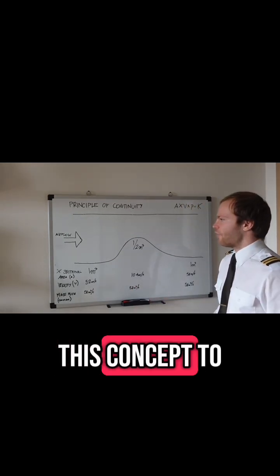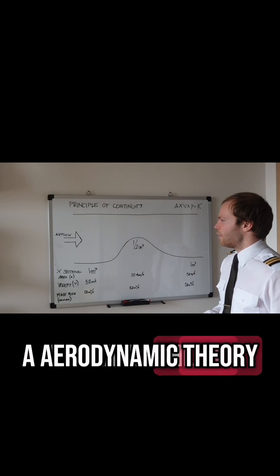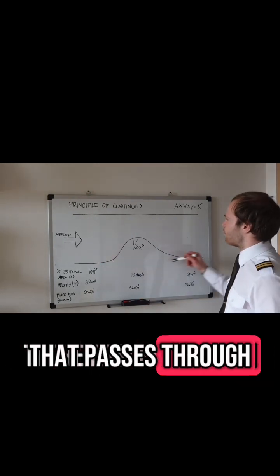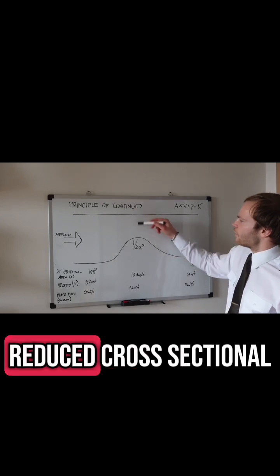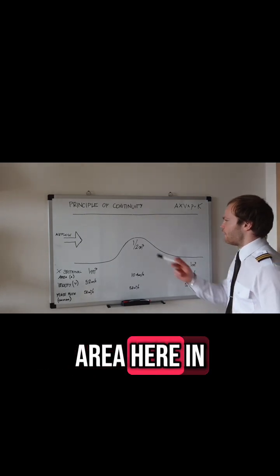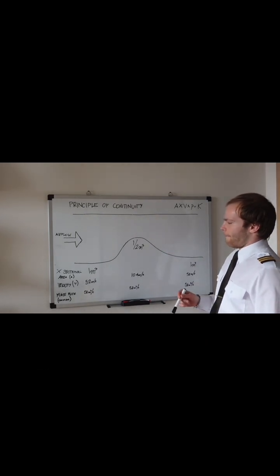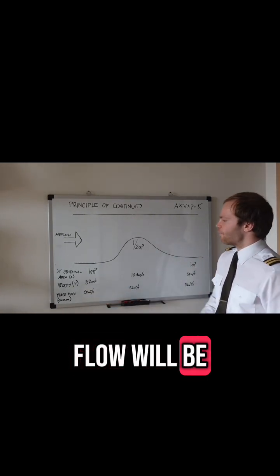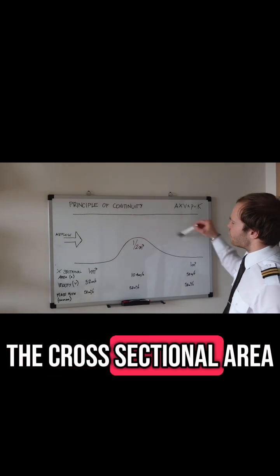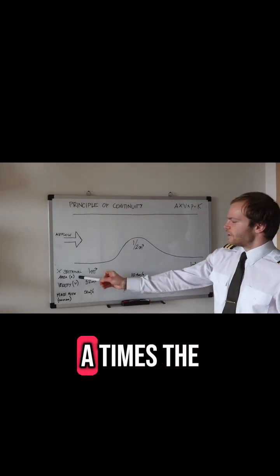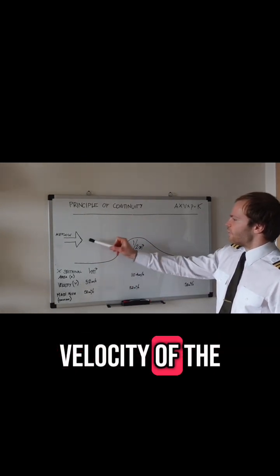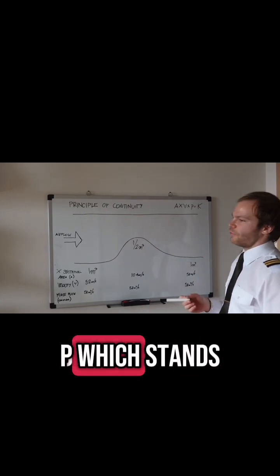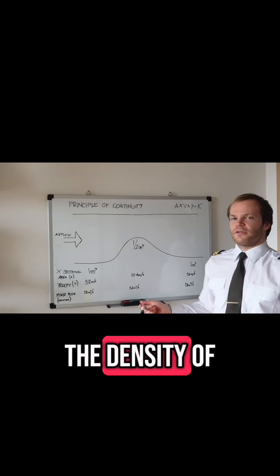If we apply this concept to aerodynamic theory, we can imagine a streamlined flow of air that passes through a tube which has a reduced cross-sectional area here in the middle. So then mass flow will be the product of the cross-sectional area, A, times the velocity of the flow of the air, V, and this is ρ, which stands for rho, the density of the air.